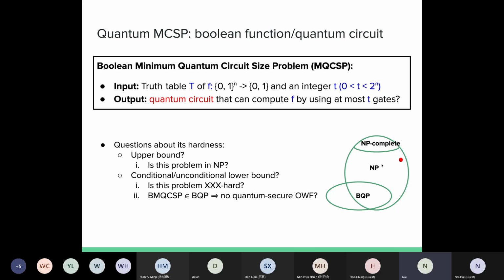Like, can we say this problem is as hard as some other problem, like another complexity class which is in NP but not in BQP? Or can we say that if MQCSP is in BQP, then some bad things will happen, like there being no quantum-secure one-way functions and so on.